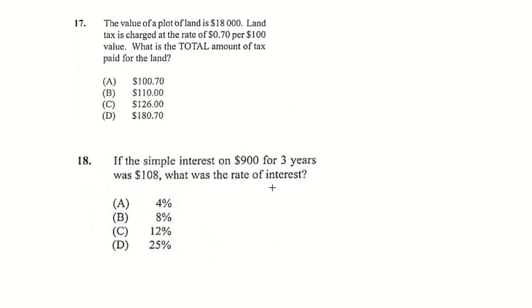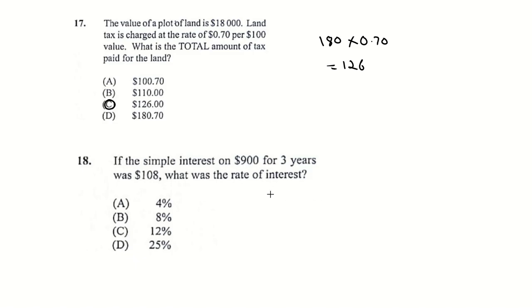Number 17, the value of a plot of land is 18,000. Land tax is charged at 70 cents per 100. We did this question just now. So you're asking how many hundreds it was. It was 180. 180 multiplied by 0.70 was 126, which is C.